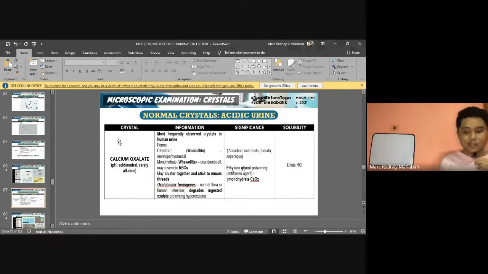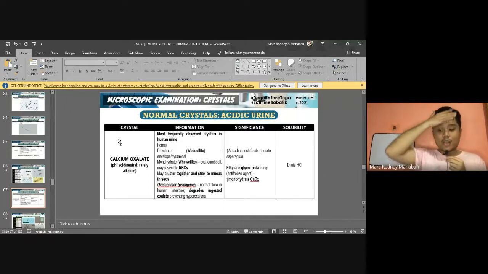So that's why for those who take vitamin C, dears, make sure that you don't overdose. And if you take a lot of vitamin C, make sure that you hydrate well to prevent the formation of kidney stones. Because again, remember that the breakdown product of ascorbic acid is oxalate. And the main component of renal stones is calcium oxalate. Okay? So take note of that.